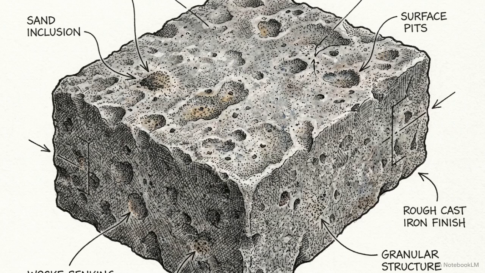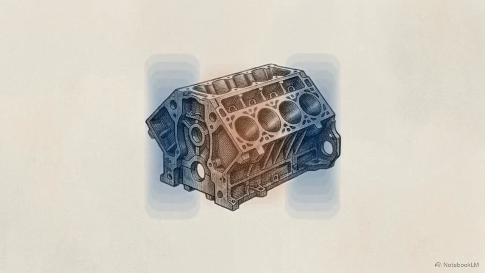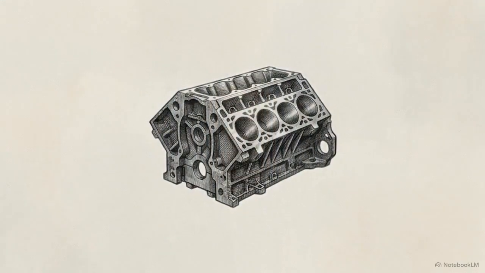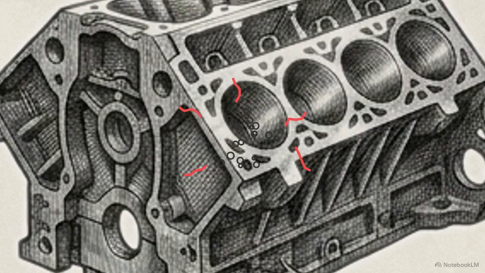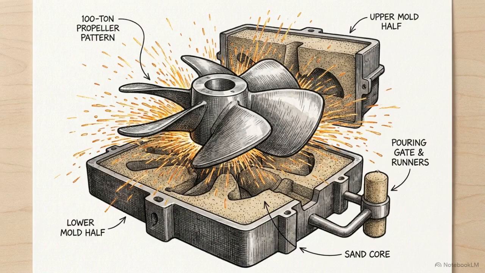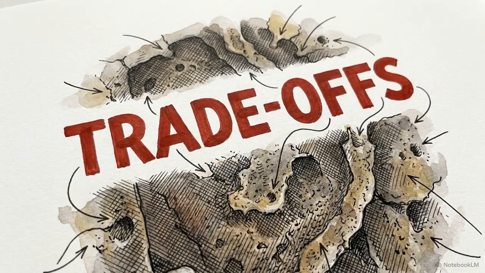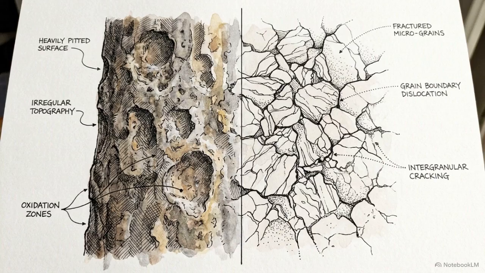Because the liquid metal cooled in direct contact with abrasive sand, the final surface finish is inherently poor. Because cooling rates vary across the complex geometry, the mechanical properties of the casting are not perfectly uniform. Microscopic internal defects are almost guaranteed. The geometric freedom and massive scale achievable through casting comes at a direct cost to surface precision and metallurgical uniformity.